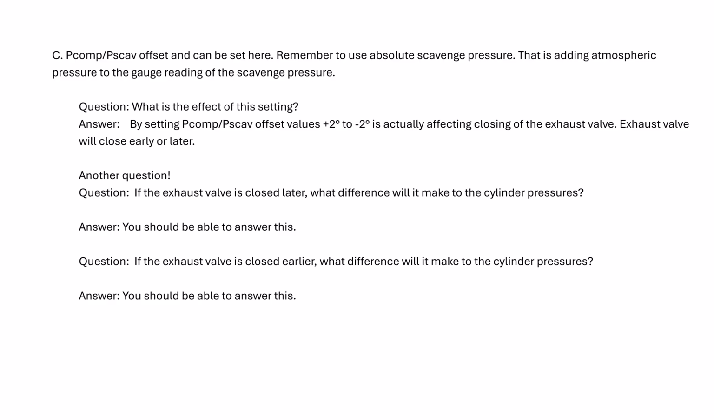So what is the effect of this setting? Setting the PCOM by P scavenge offset value plus or minus 2 degrees is actually affecting the closing of the exhaust valve. The exhaust valve will close early or later. So if the exhaust valve is closed later, what difference will it make to the cylinder pressure? You should be able to answer this because I have told you earlier. If the exhaust valve is closed earlier, what difference will it make to the cylinder pressure? If not, go back to the older module, go through it again and find out. Otherwise, you can find out somewhere else also.